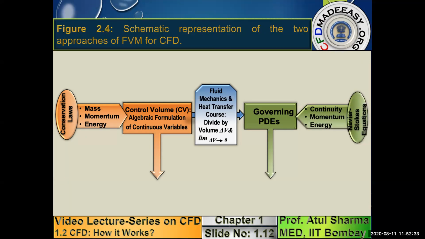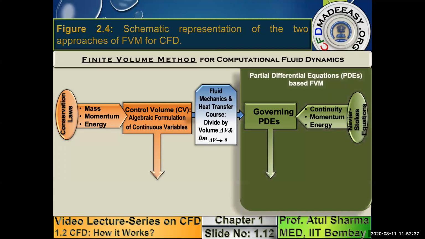So for almost all the books on finite volume method, they start with this governing partial differential equation. That's why I am calling this partial differential equation based finite volume method. Note that this governing partial differential equation, which we call the Navier-Stokes equations, is a combination of continuity, momentum, and energy equations, which we derive from the conservation laws.